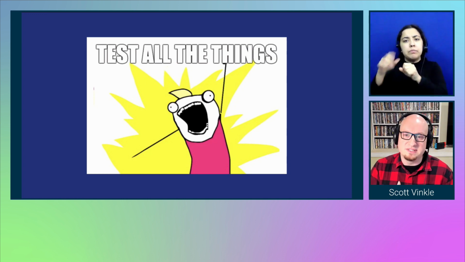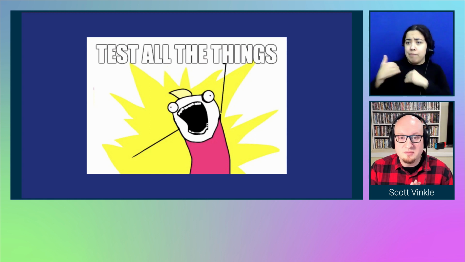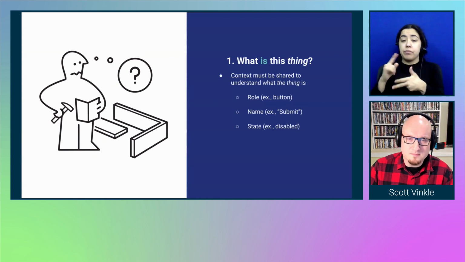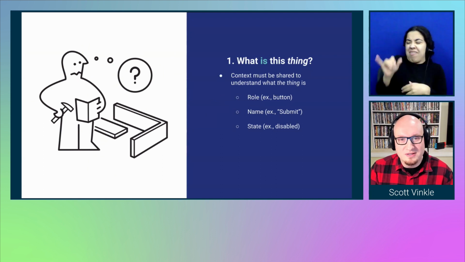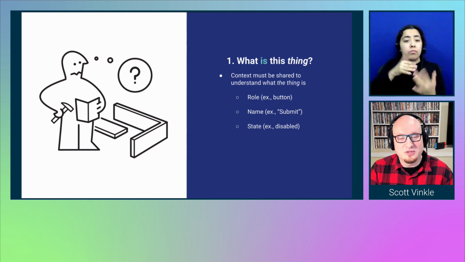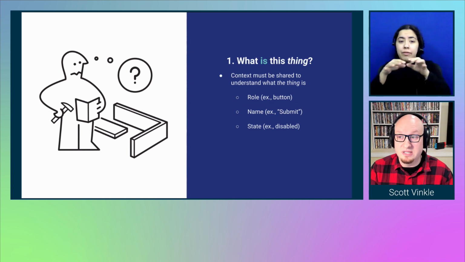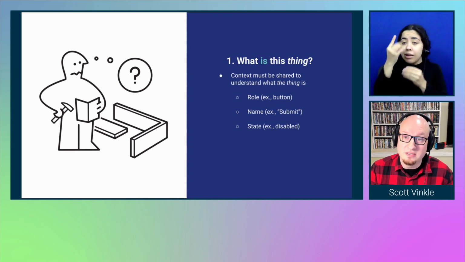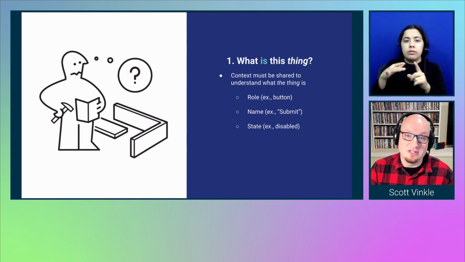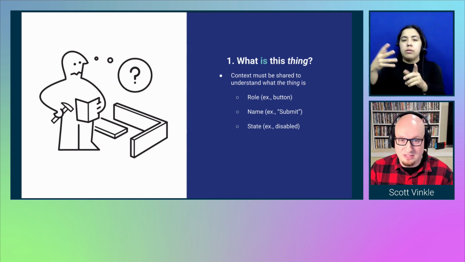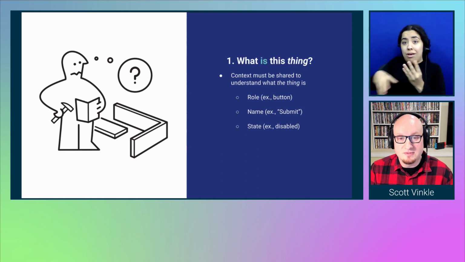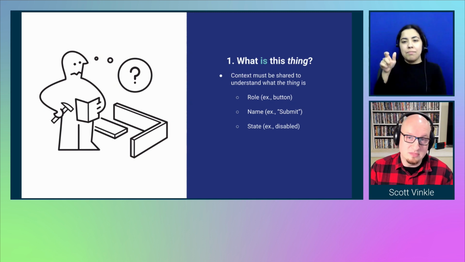So knowing if something is accessible can generally be summarized in these 3 questions. So first, what is this thing? When someone encounters something on a screen, it could be a form field, a link, a button, an image, there needs to be information included to share context and understanding of what the thing is they're currently interacting with. This information comes in the form of the element's semantic meaning and programmatic details added by the developer. So semantics are made up of the element's role, name, and state.